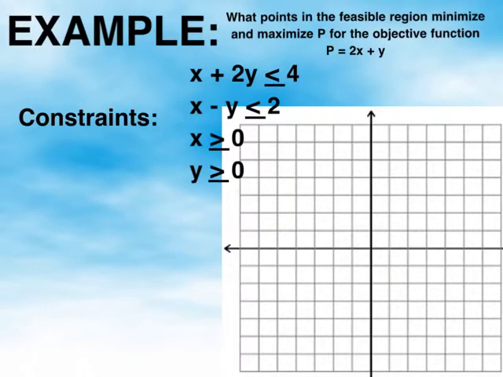Let's look at an example. What points in the feasible region minimize and maximize p for the objective function p equals 2x plus y? So we're looking for an x and a y that minimize and maximize those values.